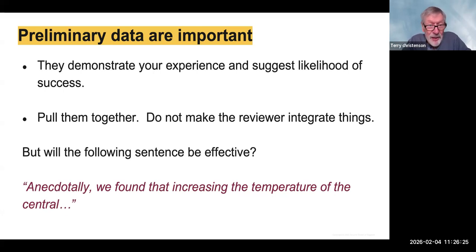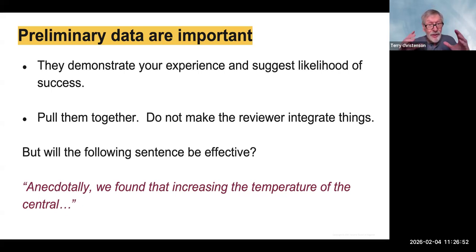This is a real example. Anecdotally, we found that increasing the temperature of, well, wait a second, anecdotally, we don't want to use that word at all. That just denotes a lack of rigor, storytelling, I don't know what. It doesn't reflect a serious, systematic approach to a problem. So don't use terminology like that. But the preliminary data, very important.